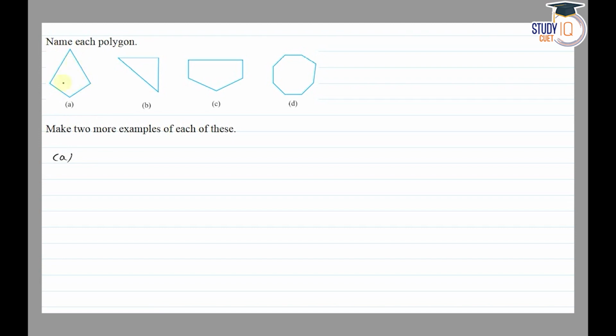This polygon is made of 4 sides. So ये जाएगा quadrilateral. Make 2 more examples of each of these. So हम quadrilateral बना लेंगे. हो जाएगा rectangle, ये हो जाएगा square. These both are quadrilaterals.